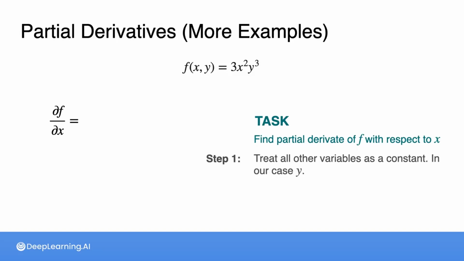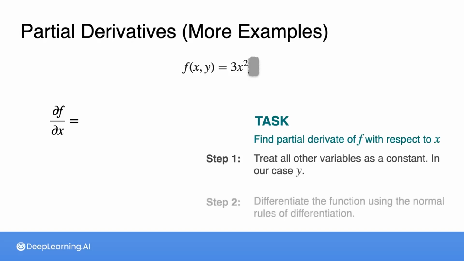So in this case the variable is y. That means this y cubed is a constant, so we're going to cover it with a box to remember that it's a constant. Step 2 says differentiate the function using the normal rules of differentiation.